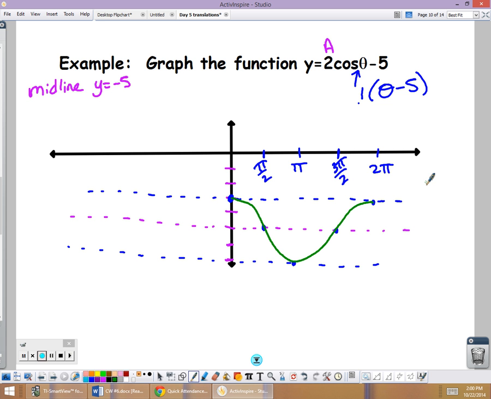That is our cosine curve, but instead of it being up on the x-axis, it got shifted down 5 units. What do you think? Does this make sense? Basically, we moved down 5 and we stretched it by a factor of 2. So from the midline, we went up 2 and down 2. So we want to maybe identify these values. 1, 2, 3, negative 3, negative 5, negative 7. Alright, we're going to try one, let you guys do it together.